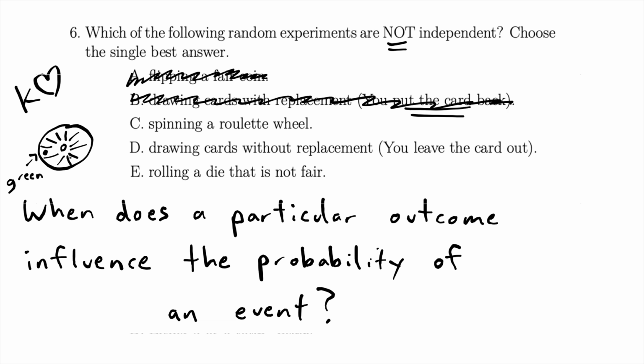Spinning a roulette wheel, if it landed, say, on a green slot, that's not going to affect the probability of it landing on a green slot with the next spin. A roulette wheel is supposed to be independent. It's the same thing every time. So we'll eliminate that.